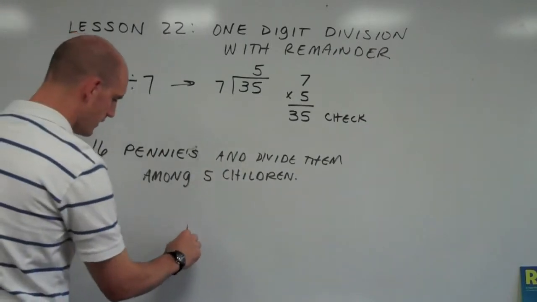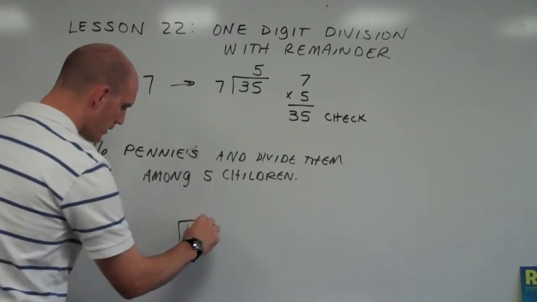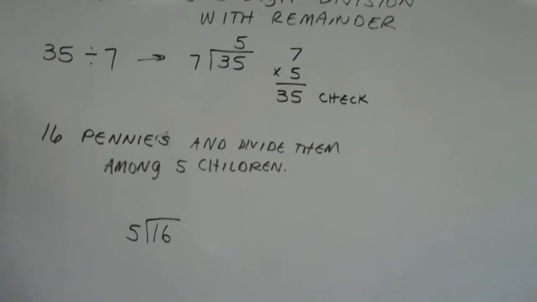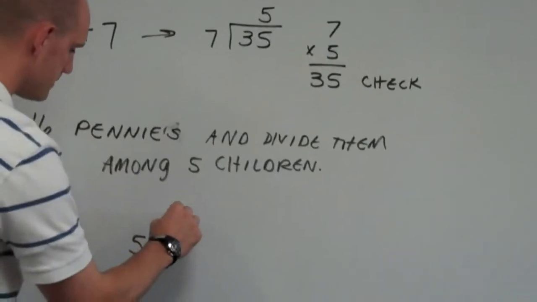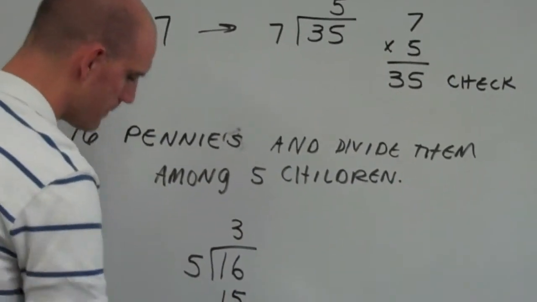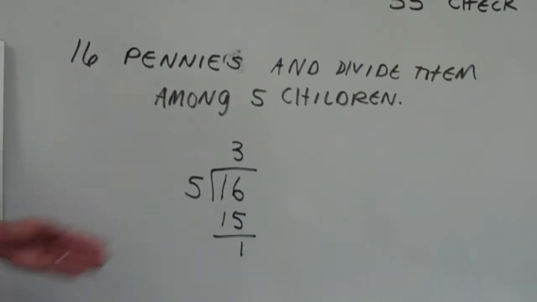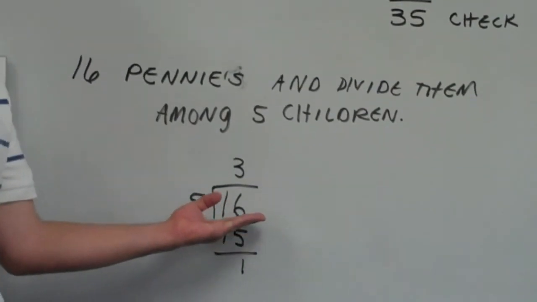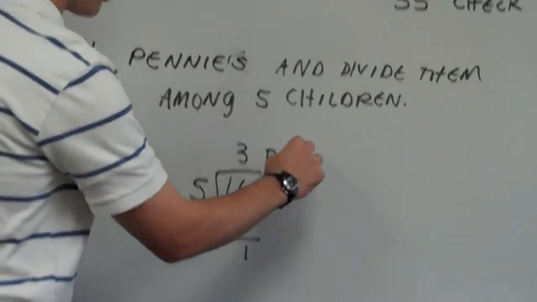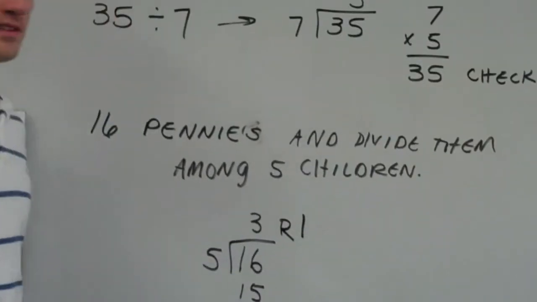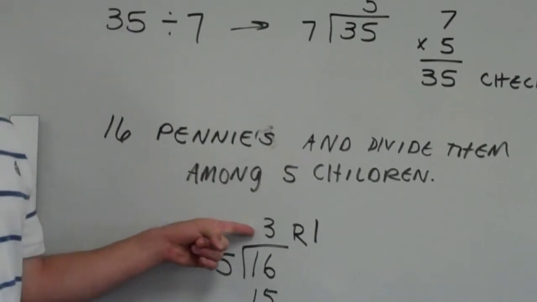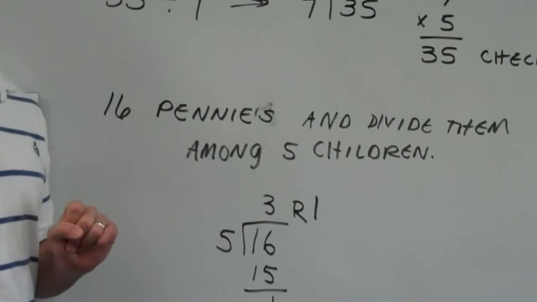We take our 16 and we are going to divide it into 5 groups. Well, we know that 5 goes into 16 3 times. We do 3 times 5, which is 15. We have 1. We have no 0 to bring down or any other number, and so we'll simply write out in the margin R1. This means that 16 divided by 5 is 3 pennies each with 1 left over.